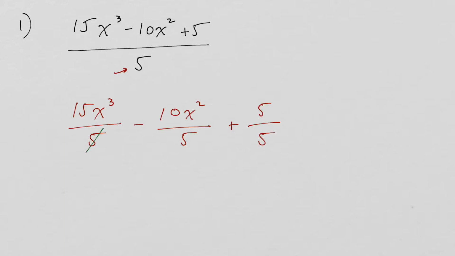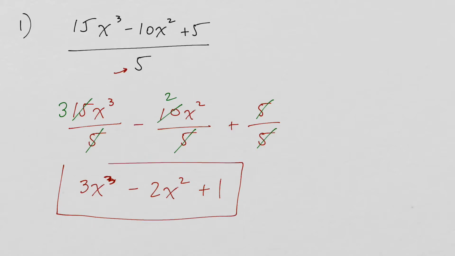So 5 goes into 15 three times, and you end up with 3x squared. 5 goes into 10 twice, so you end up with a negative 2x squared. And finally, these 5's cancel, so you have a plus 1. And that's all you need to do.